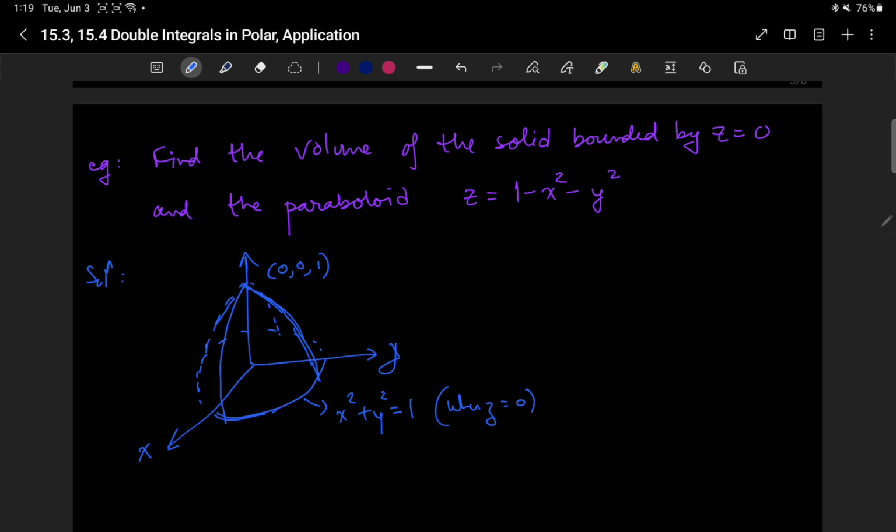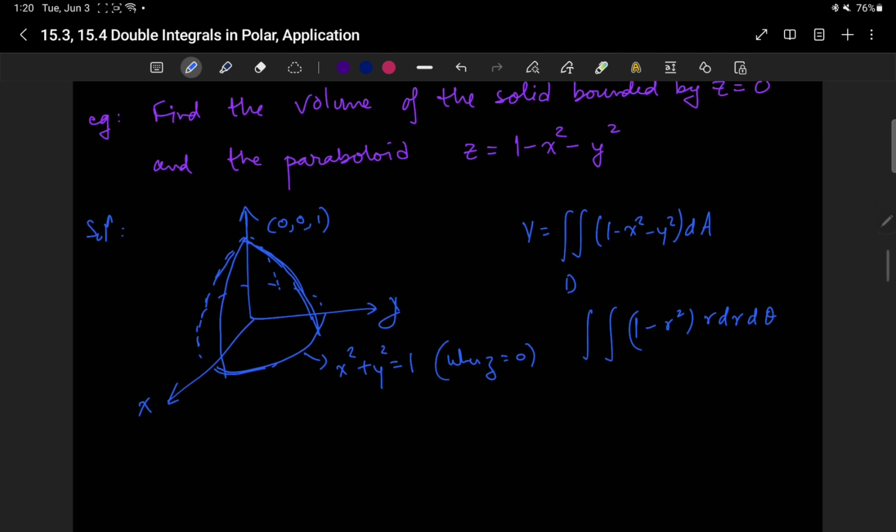So what we have here is the volume, which will be given by the double integral over this region of 1 minus x squared minus y squared dA. And immediately, because we have a circle, we are able to use polar coordinates. So we can rewrite this in polar coordinates. The moment you rewrite this, something really nice happens: 1 minus x squared minus y squared is just 1 minus r squared. And you have r d theta, and this is a very easy integral now.